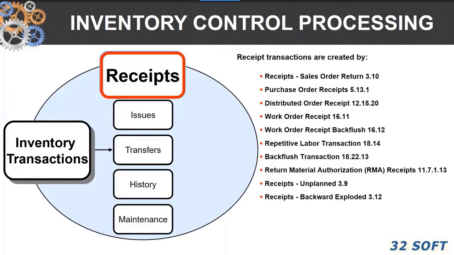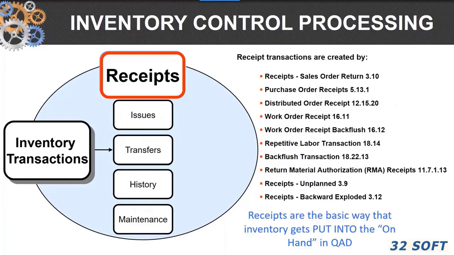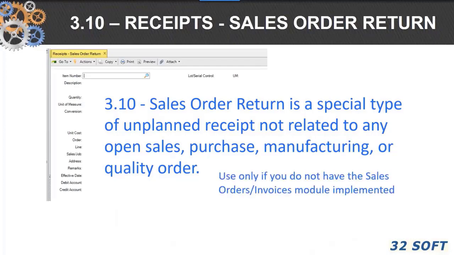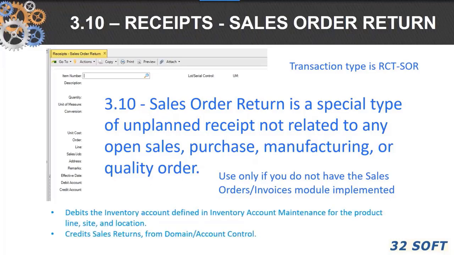So let's talk about receipts in QAD. Receipts are basically the way that inventory gets put into the on hand. There's 3.10, the sales orders return process. A lot of companies don't use sales orders and invoices, so they just use it for inventory. So you only use this if you do not have the sales order and invoice module. In the transaction history, you're going to see an RCT-SOR, and there's the accounting implications.